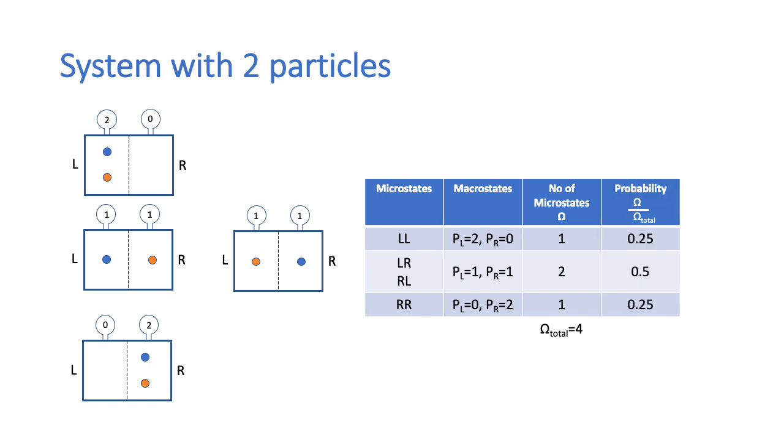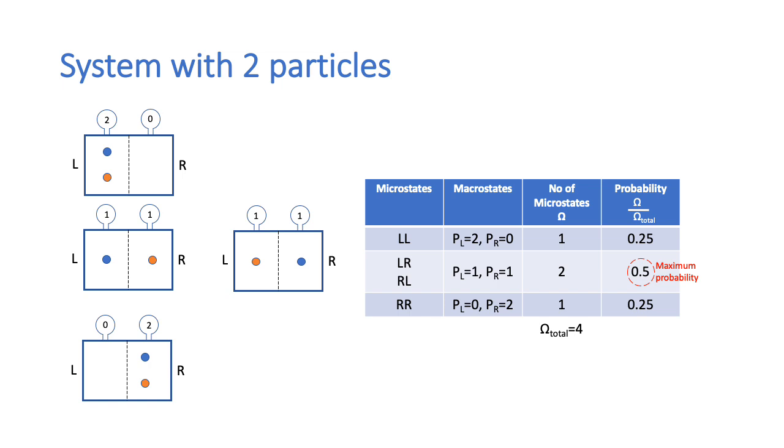Now we want to calculate the probability of each macrostate. So we are going to look at the number of microstates corresponding to each macrostate and divide it by the total number of microstates. So the column lists omega divided by omega total, and those would be 0.25, 0.5, and 0.25.